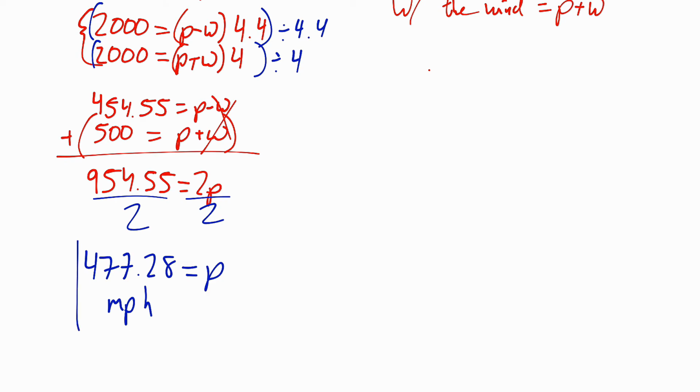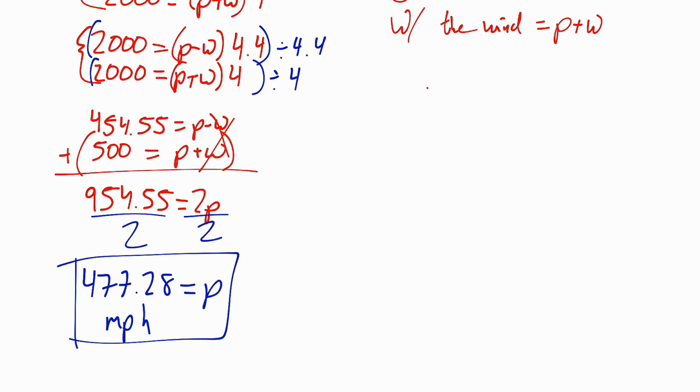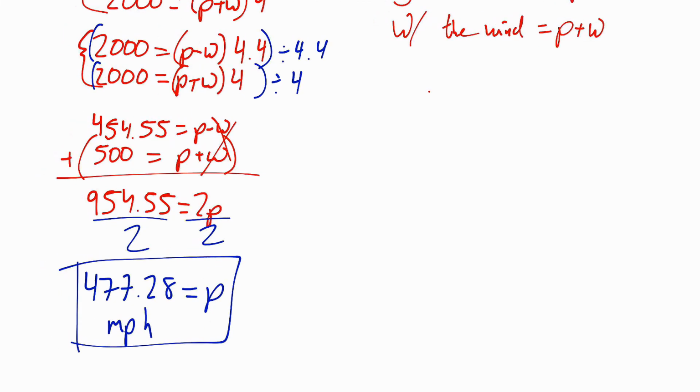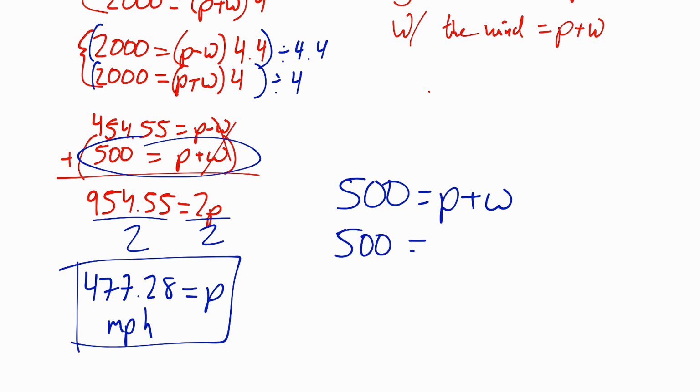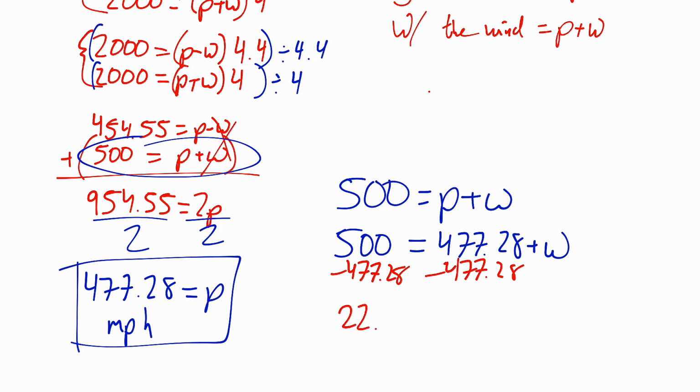Now to figure out the wind speed, I'm going to go back to this simplified equation here. We have 500 equals P plus W, and I'm going to plug in the P value that we know. So we have 500 equals 477.28 plus W. We're going to subtract the plane speed from both sides, and we end up with a wind speed of about 22.72 miles per hour.